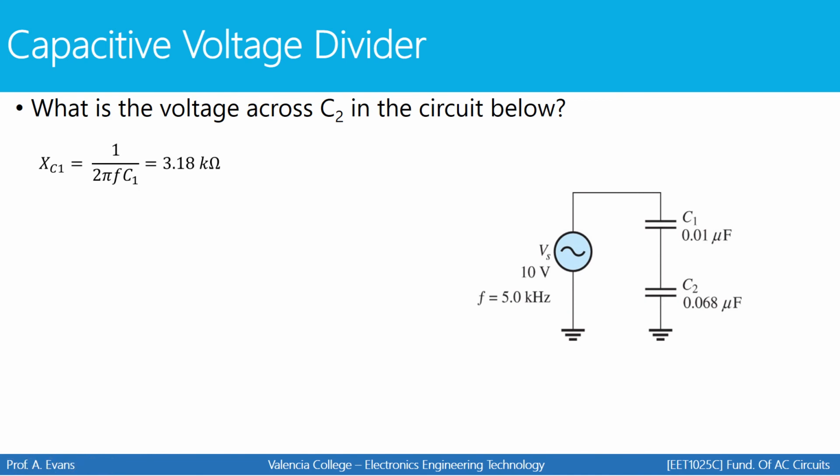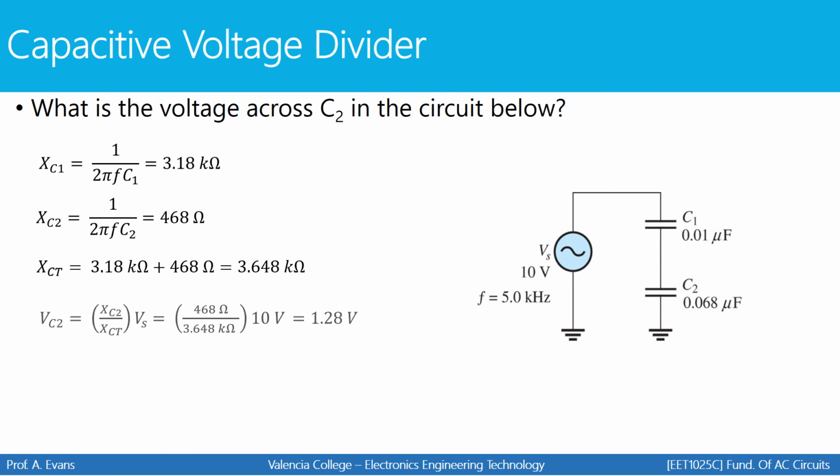So we're going to start by finding the capacitive reactance of each capacitor, 1 over 2 pi fc for each capacitor. Then we're going to set up that voltage divider the same way you would set up a voltage divider as if they were resistors, but you're going to be using these capacitive reactance values. So you need the total, and then you're going to set up your voltage divider. So the voltage across C2 is going to be XC2 divided by XCT times Vs. Plug in your values for XC2 and XCT, multiply by your source, and you have 1.28 volts as your voltage across C2.